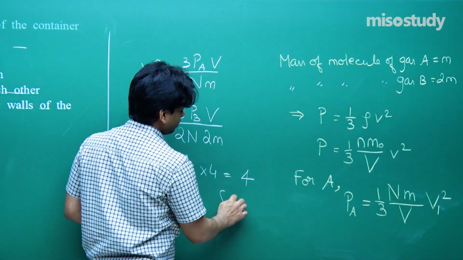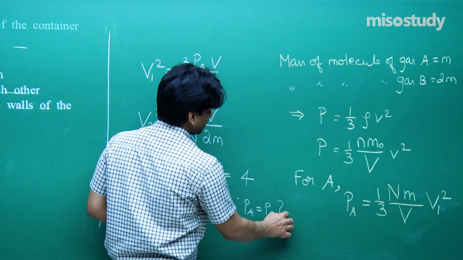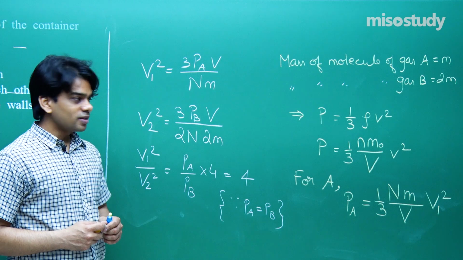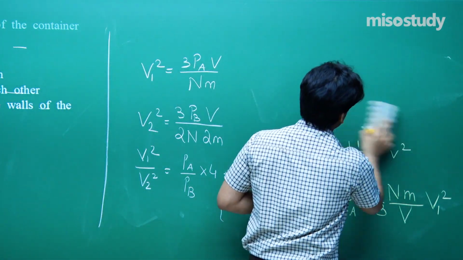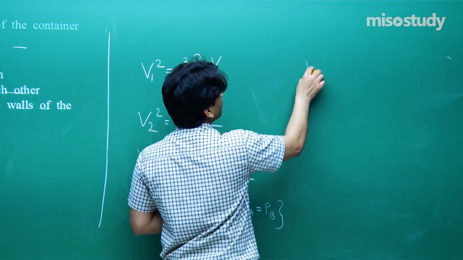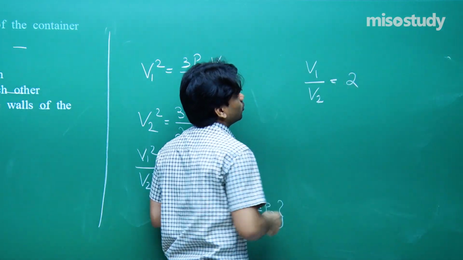Now pressure of A, pressure of B equals 1, so this will finally come out to be 1, since pressure of A equals pressure of B, they are kept in the same container, is equal to 4. So V1 whole square by V2 whole square equals 4. So V1 by V2, if I write down, that will turn out to be under root 4, that will get you 2.